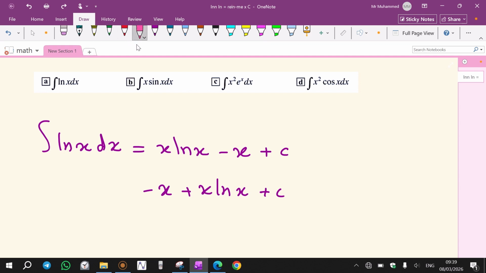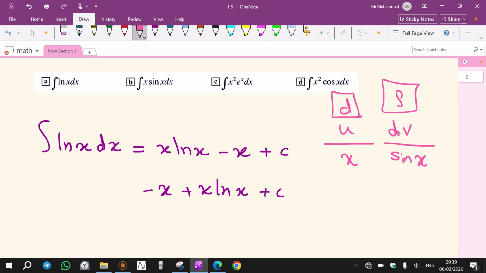B, x sine x. X sine x, I'm going to use the tabular method. u is x, and dv is sine x. This dv we should do integral, and this u we should do derivative. Remember, this already has d. We should not do derivative on derivative. We should do integral. And here it is u. We should do derivative, then we get du. Okay, derivative of x is 1. Derivative of 1 is 0. Once you reach 0, stop. Plus, minus, plus.